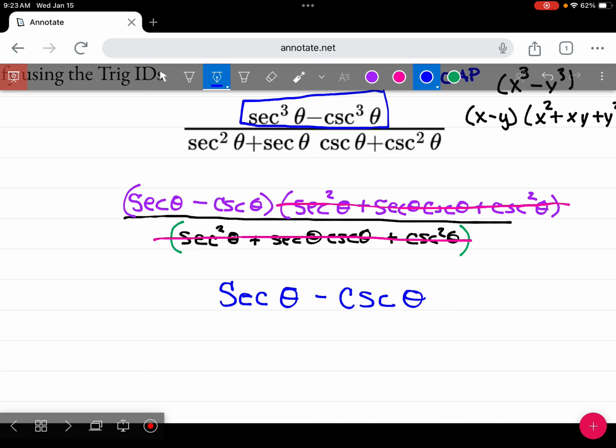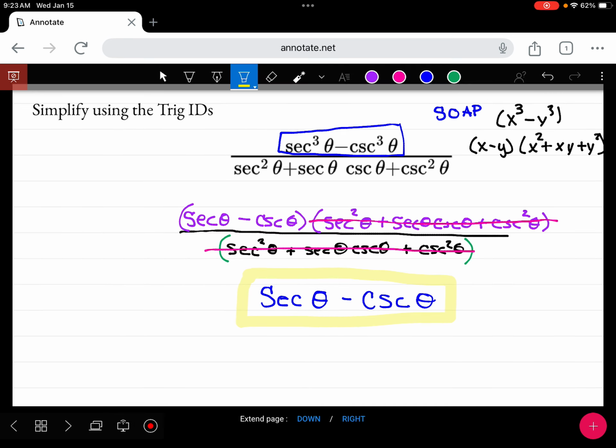So we're left with just secant theta minus cosecant theta. Secant and cosecant are based off of different pieces. One's based off of sine, one's based off of cosine. There's not really anything we can do to simplify that. So that's the simplified answer. That's it. That's the end. I told you that one didn't suck too much. It's messy and it's big and it looks gross and it's scary, but it's not super duper long.